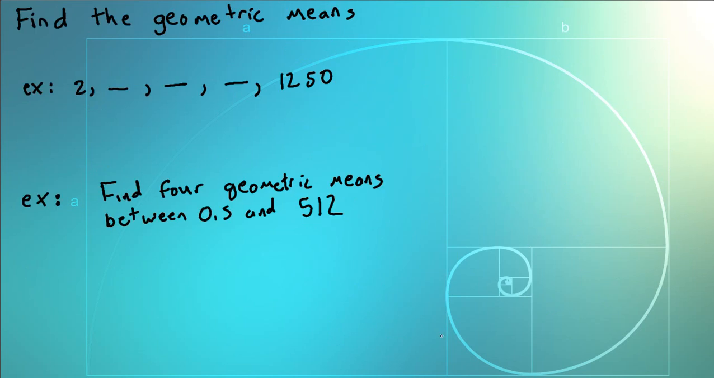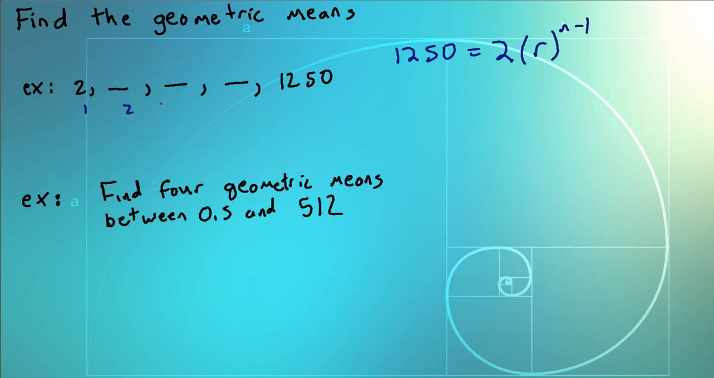Okay, find the geometric means. So we have these two numbers at the end, and we want to know what's coming in between. So we need to find our ratio in order to do this. So we'll say 1,250 equals 2 r to the n minus 1.